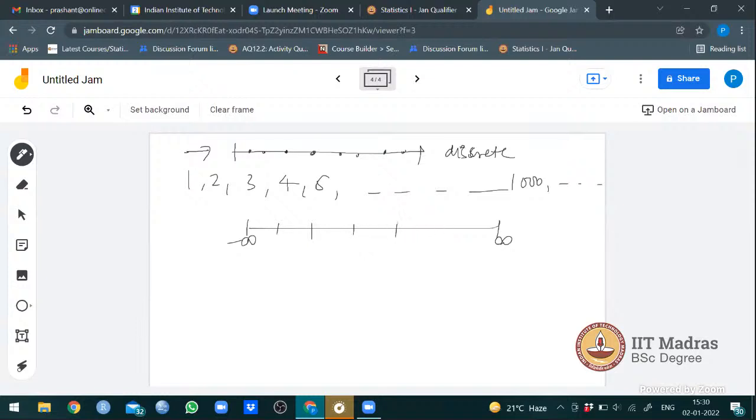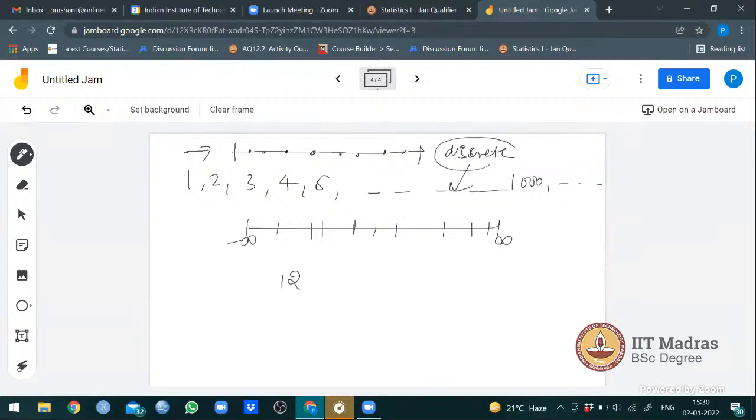If it's taking distinct values on the real number line, then it will be discrete, and the concept is count. If you're measuring something, then it will be continuous. Yeah, if you can count, then it will be discrete. Is it necessary that discrete only needs to have integer values, like natural numbers 1, 2, 3? No, you can't say that.